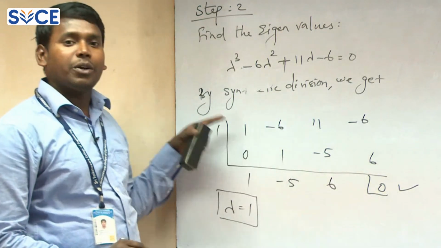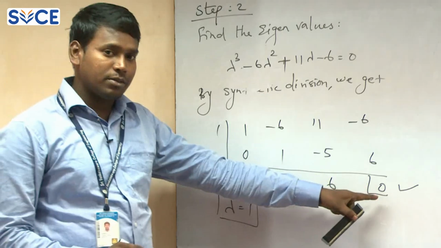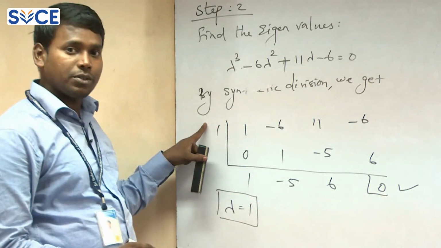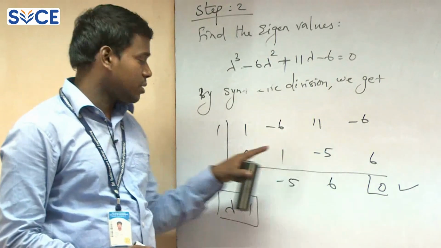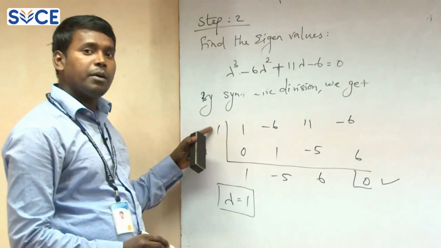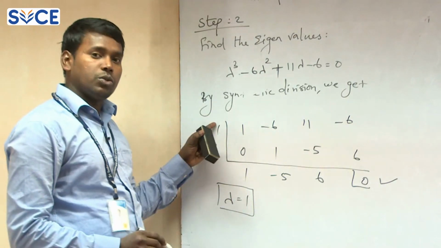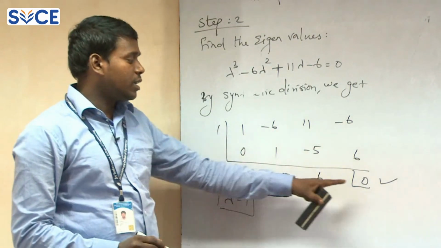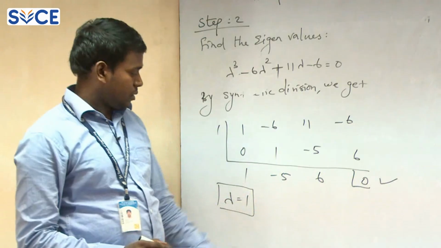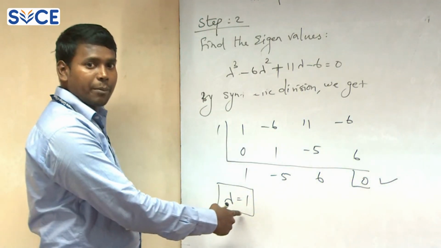Until we get 0, we have to continue the procedure. Suppose it is not 0, then next we have to try minus 1, next 2, next minus 2, until we get 0. So your first eigenvalue is lambda equal to 1.